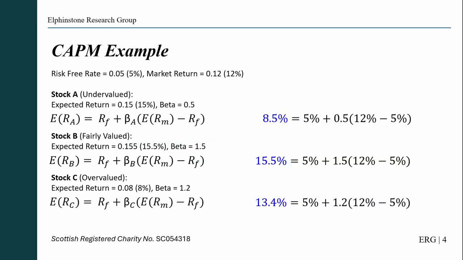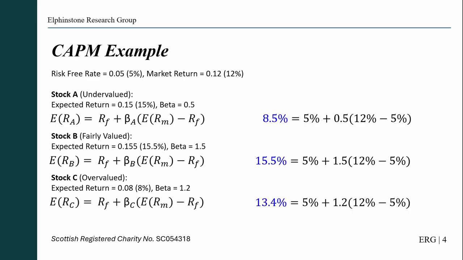Now let's have a look at the examples. Starting off, we have the risk-free rate of 5% and the market return of 12%. We're going to apply that to three hypothetical stocks. So starting with stock A, we have an expected return of 15% and a beta of 0.5. Let's have a look as to why it's considered undervalued, and we will use the CAPM formula we previously looked at.